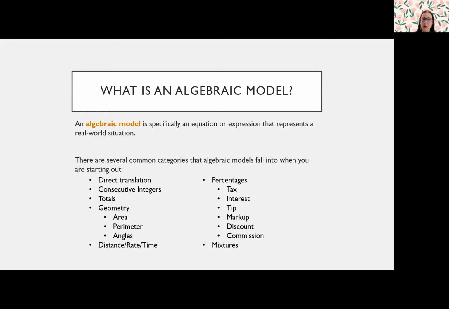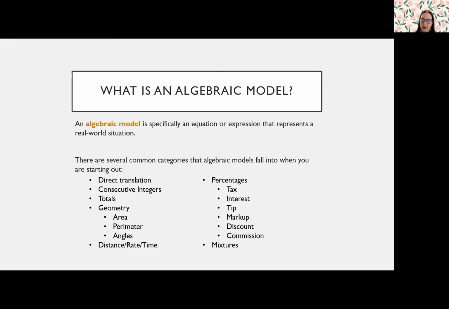There are a lot of different problems involving percentages. You can do tax calculations, interest calculations, tip calculations, markup if you're running a business, discounts, commission. There are lots of different problems that fall into that category. And then there are mixture problems where you are mixing things together, and those tend to pop up in chemistry. These are the most basic, the most frequent types of models that you see throughout our class. You're going to see these types come up over and over again, and you're going to learn different techniques for solving them.